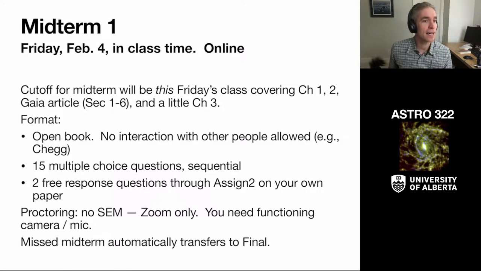And then there'll be two free response questions that will be done through the assigned format. So you'll basically work them on your own paper, scan them, and then upload a picture there. They'll include problems and possibly a few sentences of explanation there. I'm not going to use any special proctoring software. This is just going to be straight up Zoom only proctoring. And that means you do need a functioning camera and microphone.